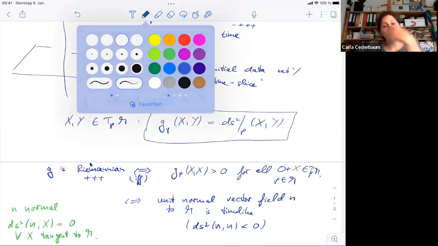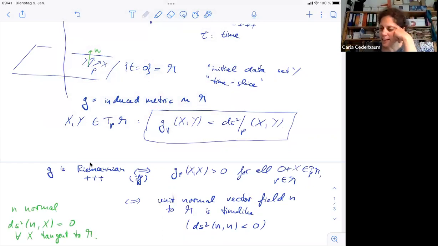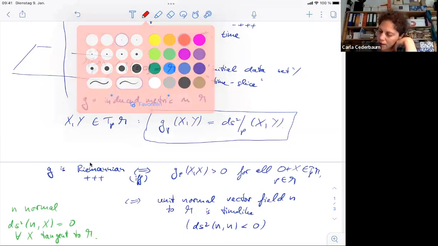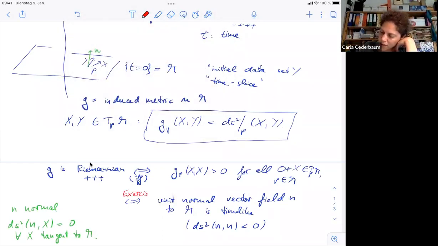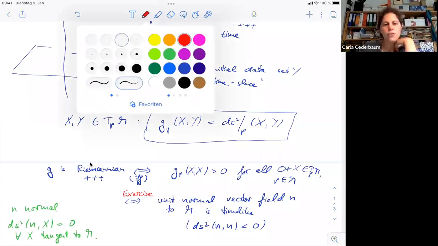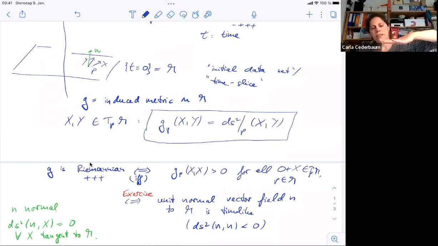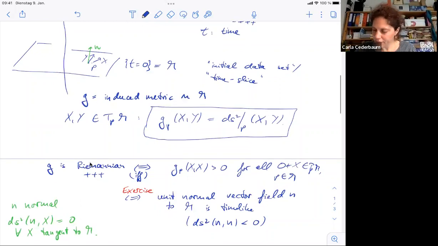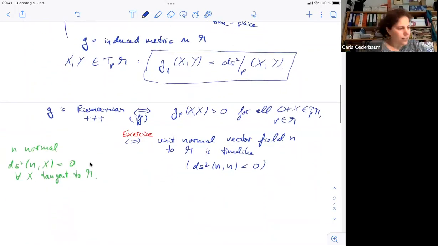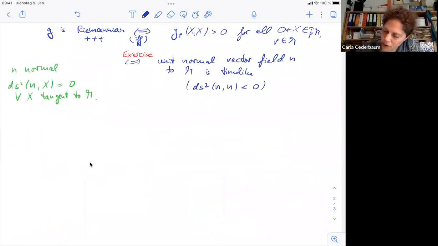Okay, so that's what a normal is, and it's an easy exercise. If you're not familiar with this, I recommend showing as an exercise that the induced metric on a hypersurface is positive definite if and only if the normal vector field is time-like. Okay, so that's what G is. What is mu? The energy density mu.